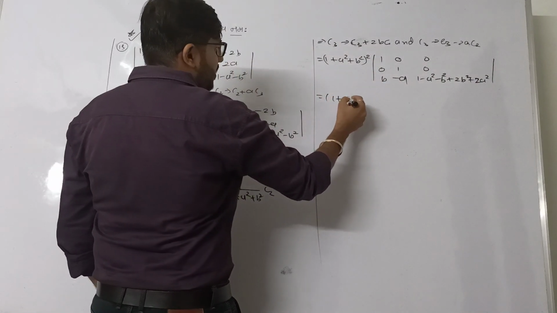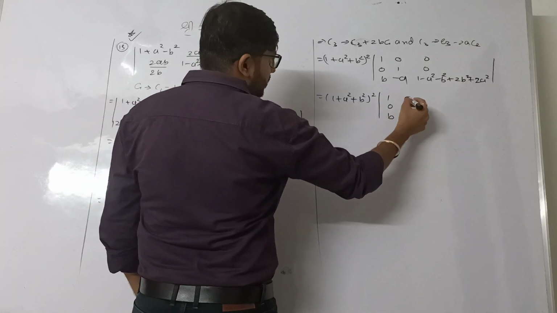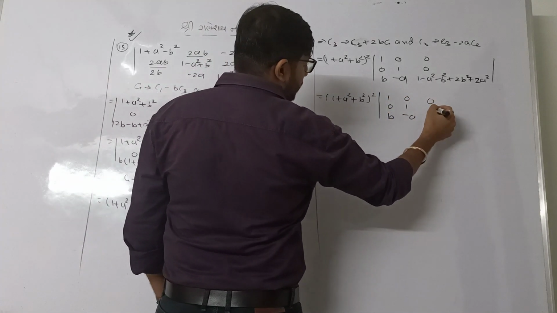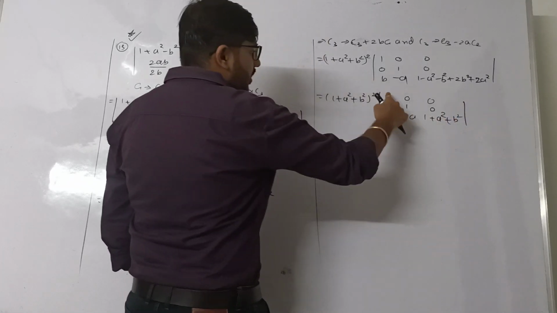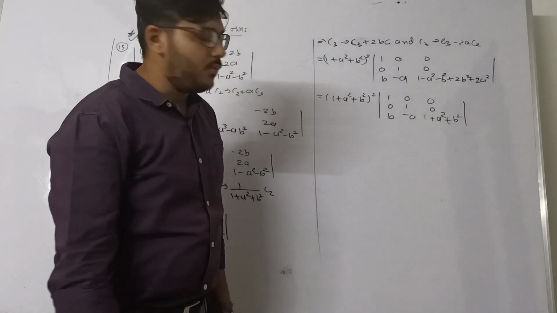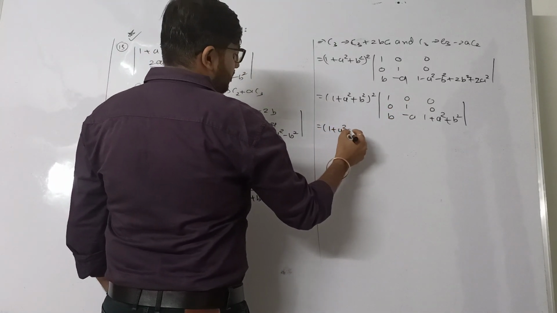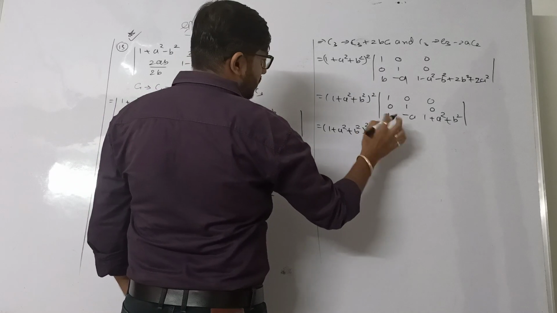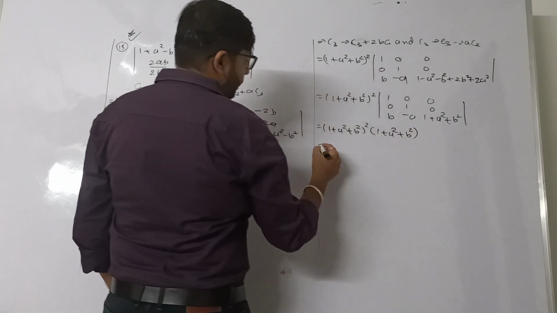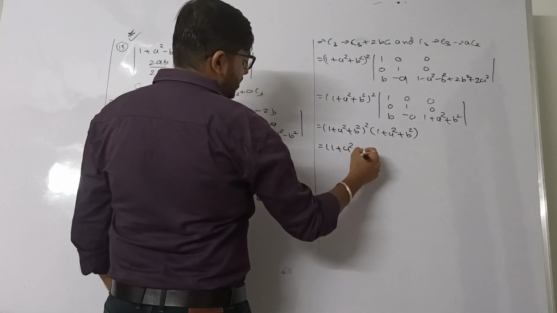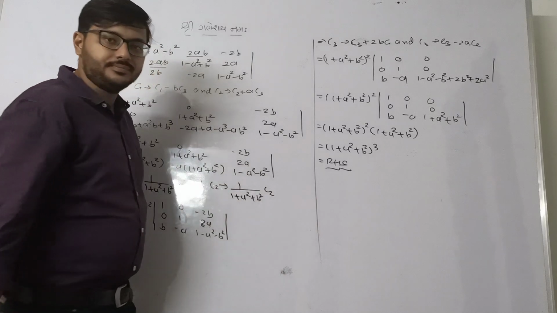So now it is 1 plus a square plus b square whole square, 1 0 b, 0 1 minus a, and 0 0, just check, 1 plus a square plus b square. Now it will become a lower triangular determinant, whose answer is directly the multiplication of principal diagonal elements, which is 1 plus a square plus b square whole square, 1 dot 1 dot 1 plus a square plus b square. Your answer will be 1 plus a square plus b square whole cube, which is equal to RHS.